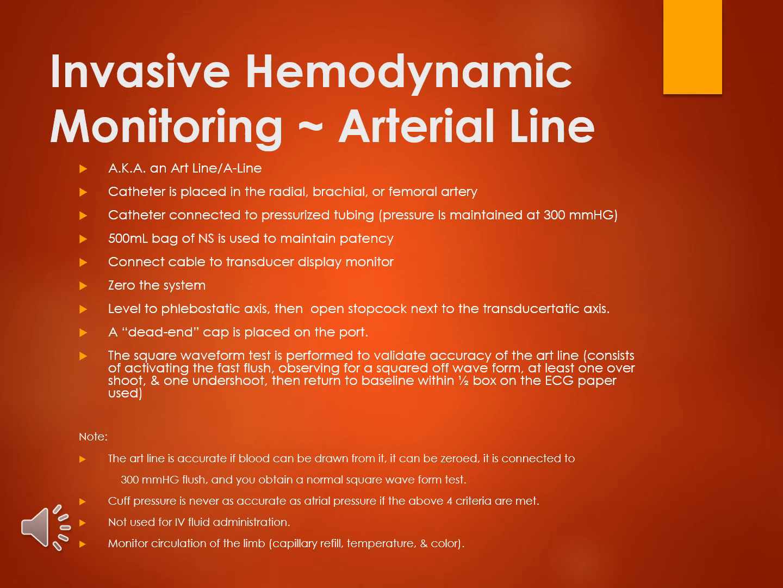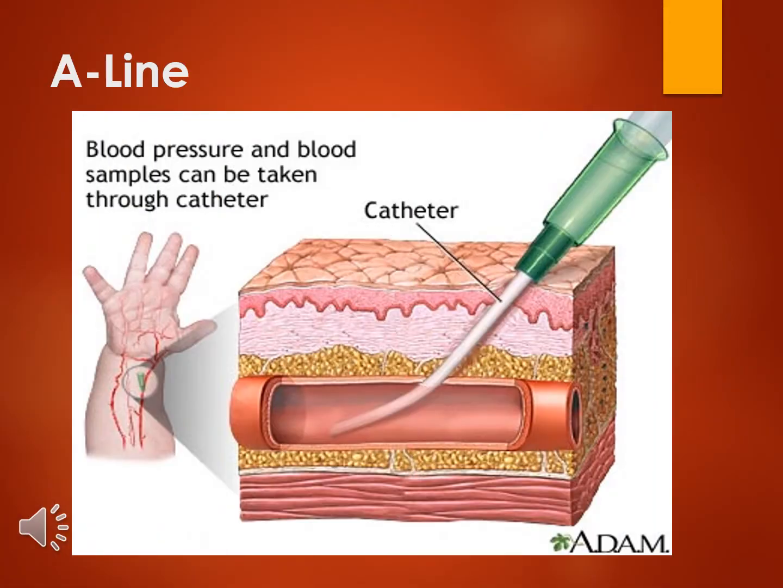ART lines are not used for IV fluid administration, and we also monitor circulation of the limb, such as capillary refill, temperature, and the color, to make sure that it's not compromised in any way. Here's a picture of an A line or an ART line. Again, just to stress to you, it looks like a regular IV catheter here, so you just need to understand that it is not used for any medications. If we use medications on it, it can be life-threatening, so it is used only for monitoring.